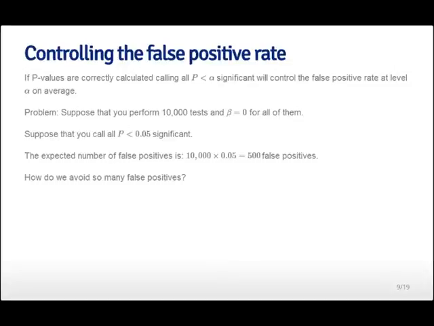In other words, is there a way that we can perform a procedure such that the rate of errors defined by that error rate is held in check in a particular way? So first we're going to talk about controlling the false positive rate.